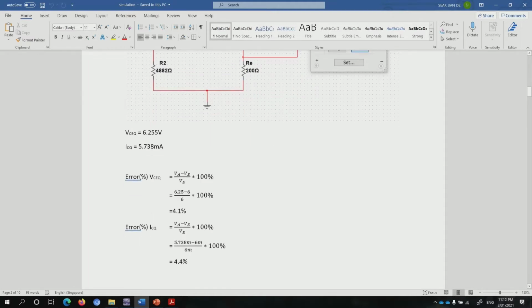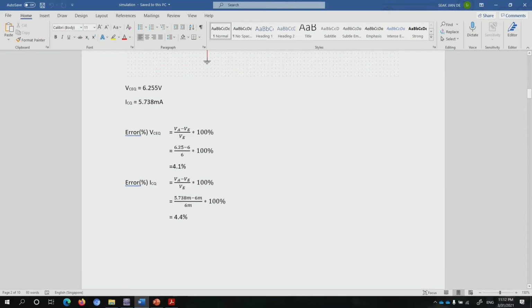For ICQ, the value we calculate from the prelab is 6 milliampere, and the actual value we get in the simulations is 5.738 milliampere, with a slight difference of roughly 4.4% percentage error.